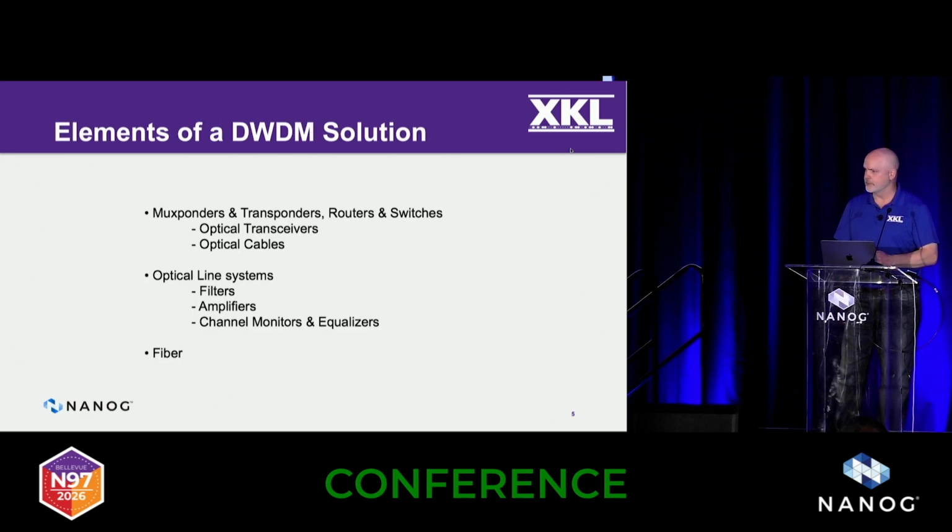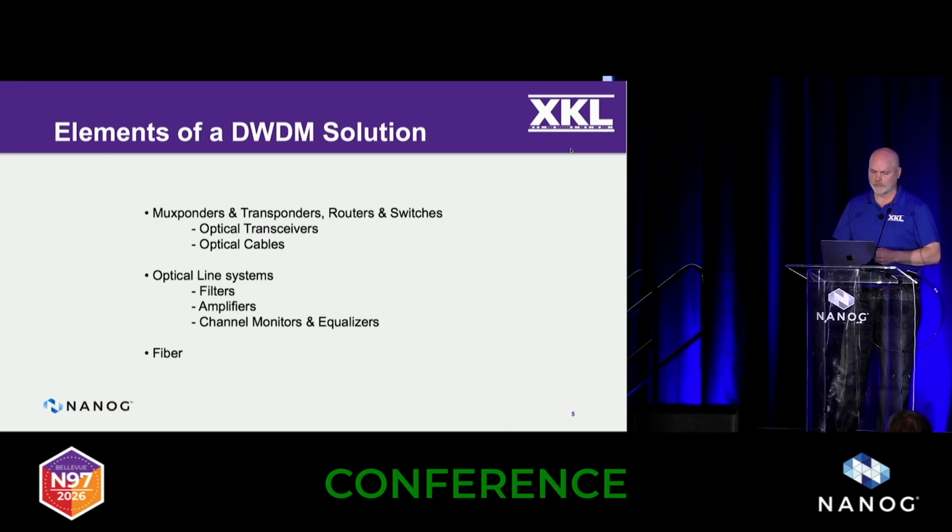Muxponders, transponders, routers and switches, obviously you need some place for the source of the data. These generally are going to come out of your pluggables, optical transceivers, you need your optical cables. I've left out of this talk the fiber and fiber characteristics and a lot of details about the fiber, but I do have those slides here, and you can download those off the website. So you can always look at that afterwards, you know, hollow core, etc.